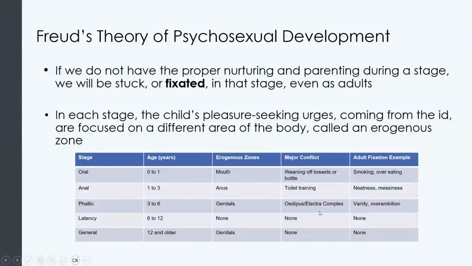And also as adults, he felt that we could be fixated. If a particular stage was traumatic, we didn't get enough of what we needed, or we were over controlled or punished severely, like in potty training, he felt that that could lead to adult obsessions like OCD, being obsessed with neatness, being obsessed with control.